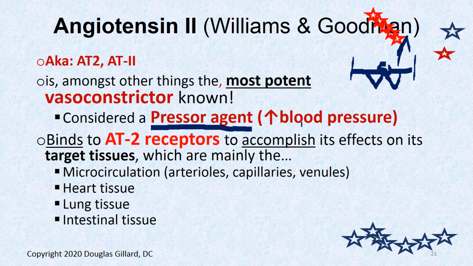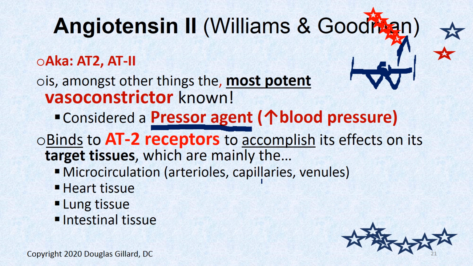Okay, angiotensin II can't do anything unless it binds with its receptors. Its receptors are really easy to remember. They're called angiotensin II receptors. And where are the angiotensin II receptors? They are ubiquitous. They're everywhere. They're in microcirculation all over the body on endothelial cells.